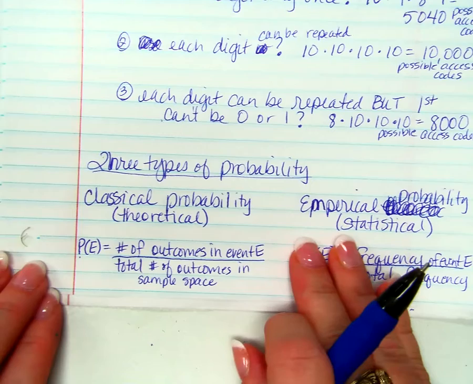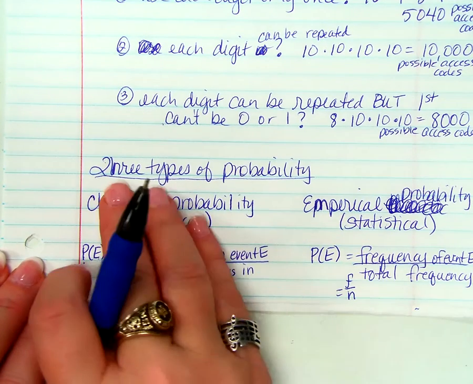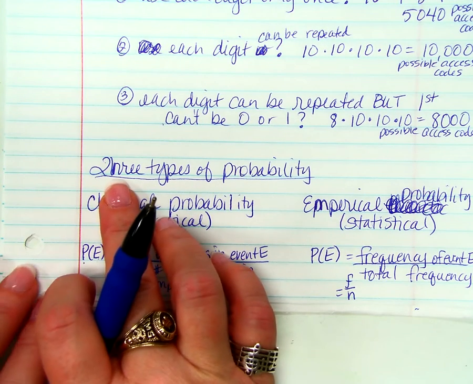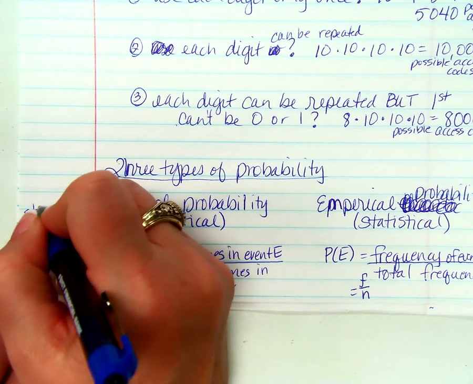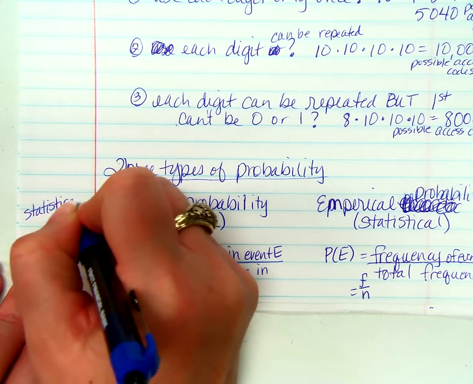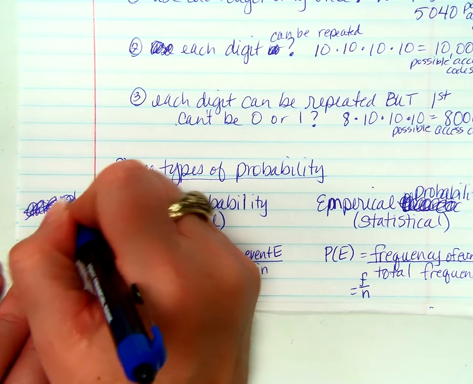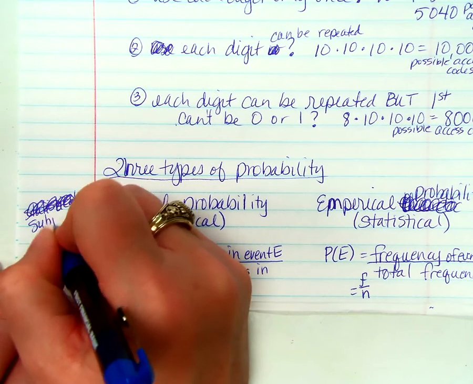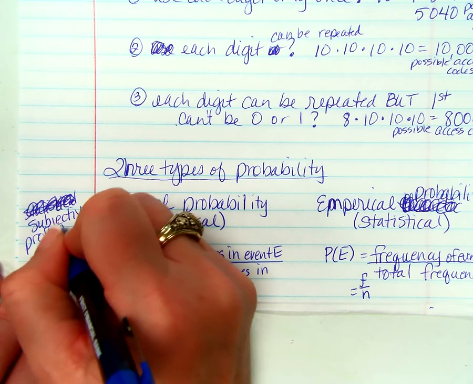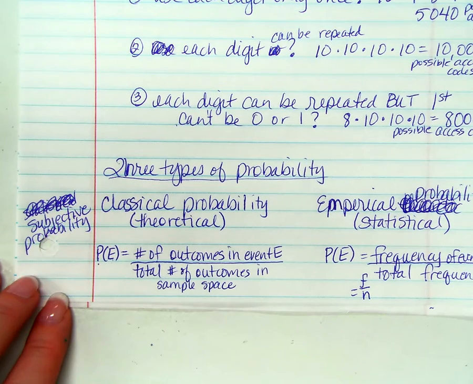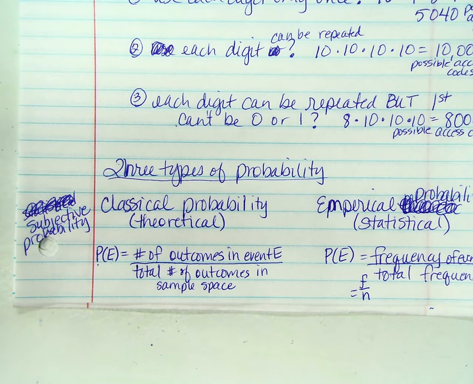Classical, empirical. Now, I know that I told you there are 3 types of probability. And I've got room for 2, but I really don't. I have one more. Subjective probability. We'll talk about that more in just a little while. Okay? You have that one? Subjective?